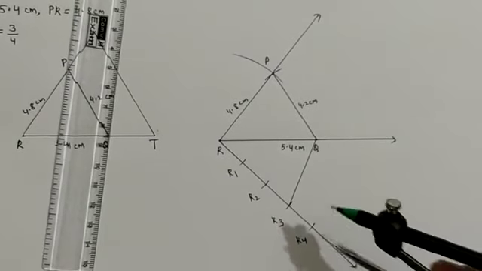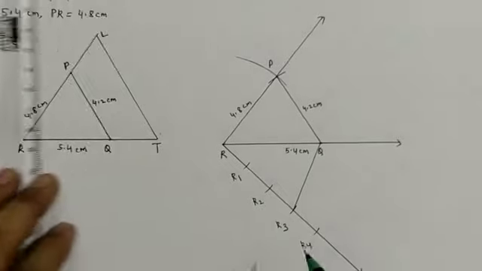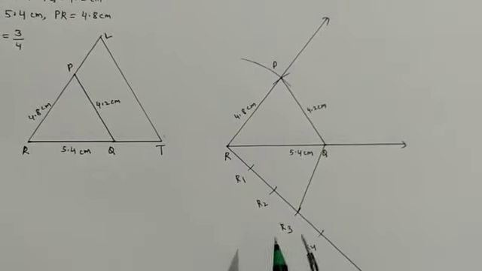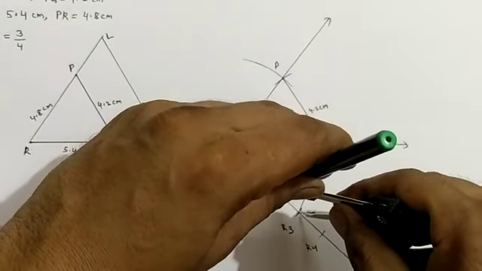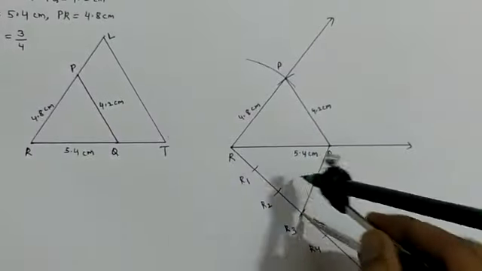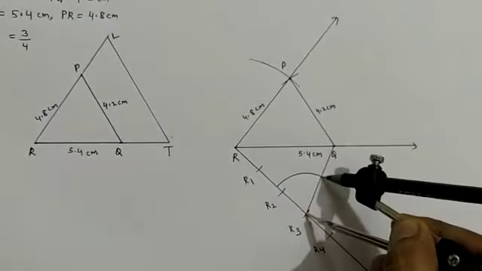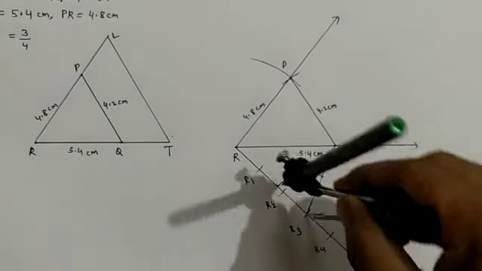This method is similar to how we did the tangent without using the center. Now see how we start. First, keep this rounder on this third part, R3. Keep it on R3 and take a distance just beyond that R2. Take the distance and cut this arc. Complete this arc.